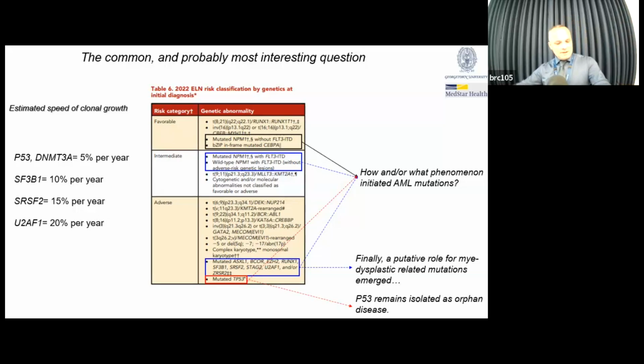So for P53, without chemotherapy, you can see the pace, we think it grows 5% per year. For a splicing event that you will see repeatedly, SF3B1, 10%, SRSF2, 15%, and then the very bad one, splicing event U2AF1, 20% per year. It means latency to leukemia might be differentially expressed by the proliferation efficiency of those clones.